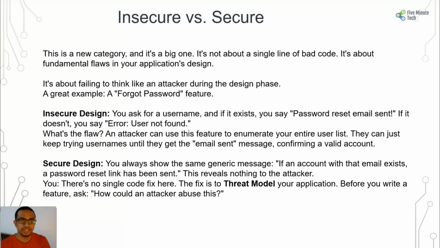Now what is the flaw? The attacker can use this feature to enumerate your entire user list, and they can just keep trying usernames until they get the emails and confirm a valid account. Now in the secure design, you always show the same generic message: if an account with that email exists, you will get the password reset. This reveals nothing to the attacker, and there is no single code fix there. The fix is to threat model your application, and we will have a separate session on threat modeling very soon. Before you write a feature, you ask how would an attacker abuse this feature, and that's how you draw the line on understanding what security areas you need to plug.